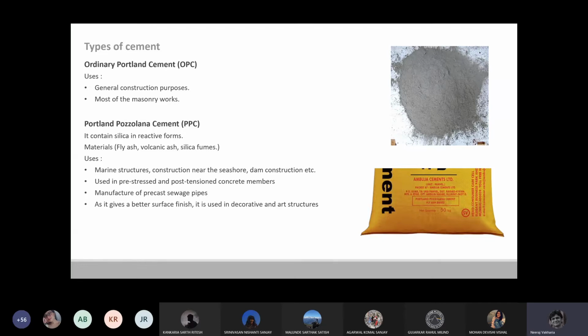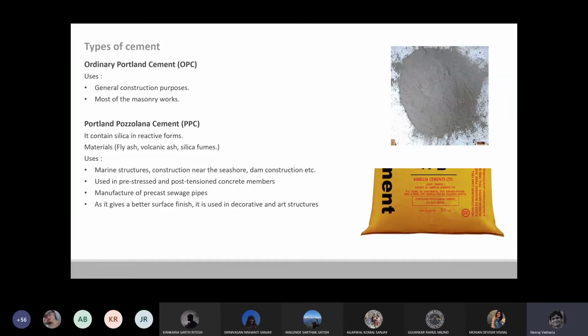Increasing the content of silica increases the cementitious material which is there. So this is used for marine structures, or constructions near seashores, or dam constructions where constant water is going to be affecting the concrete members.